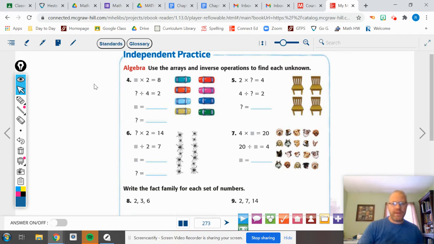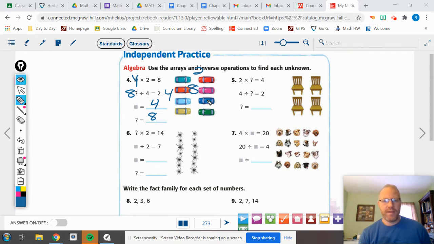So we are going to go through the independent practice, check your work, and check your answers. The first one, it says blank times 2 equals 8. I look here and I can see that there's 4 rows times 2 equals 8. So the numbers are 2, 4, and 8. So we're going to put 4 here, and we're going to put 8 here. Next, we have 2 times something equals 4. Well, it's 2 times 2 equals 4. So 2 times 2 equals 4. 4 divided by 2 equals 2.